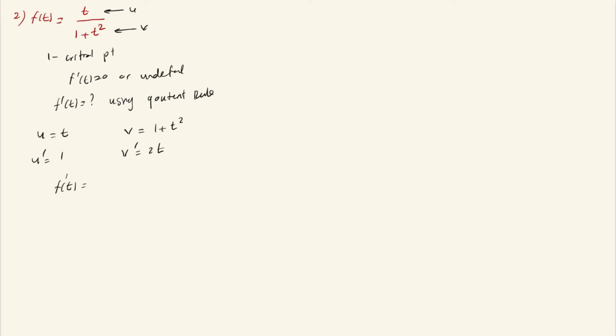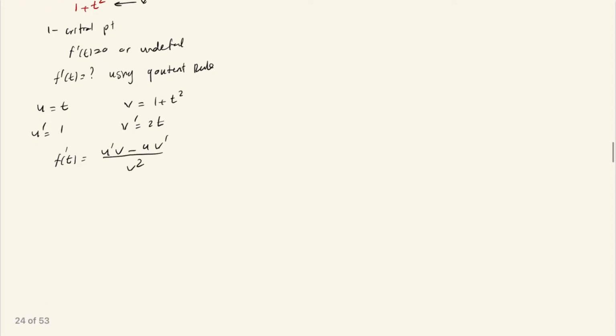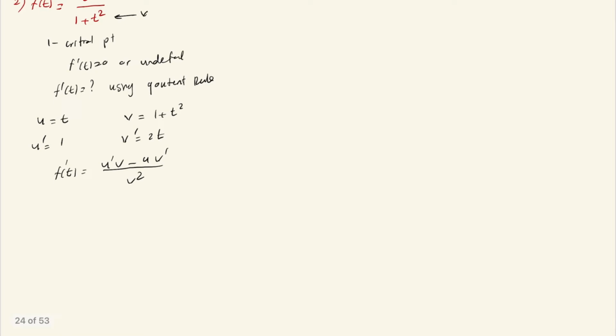Now we are ready to apply the quotient rule. It's going to be 1 plus t squared minus t multiplied by 2t, and then all over 1 plus t squared, all squared. Now I can simplify the top.